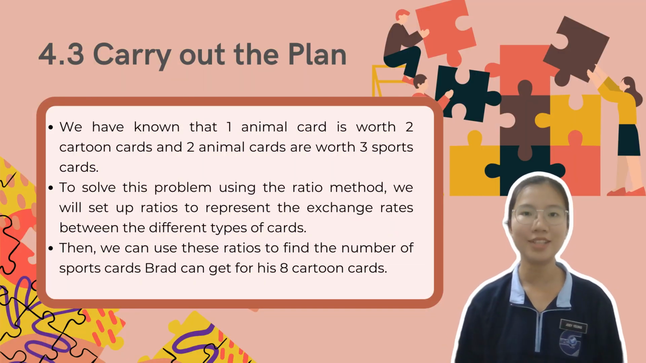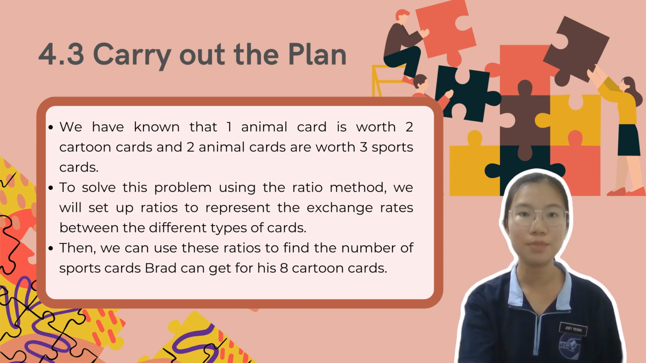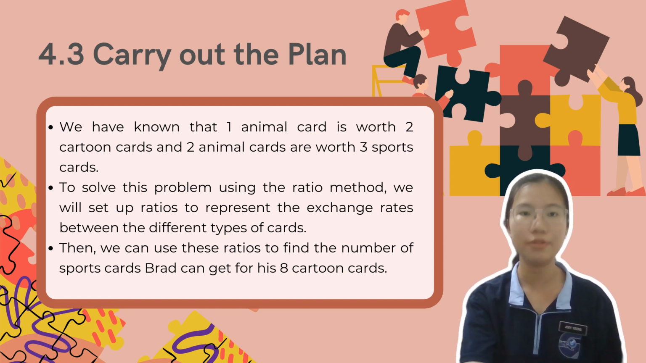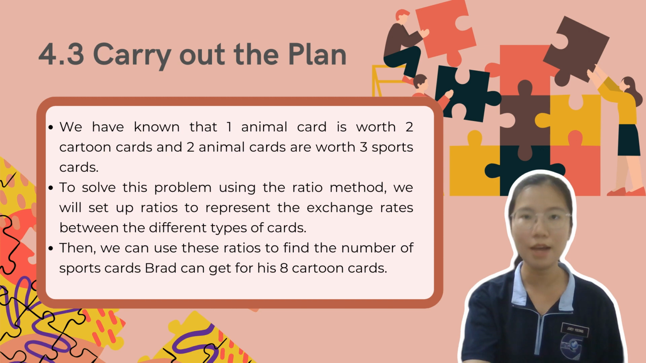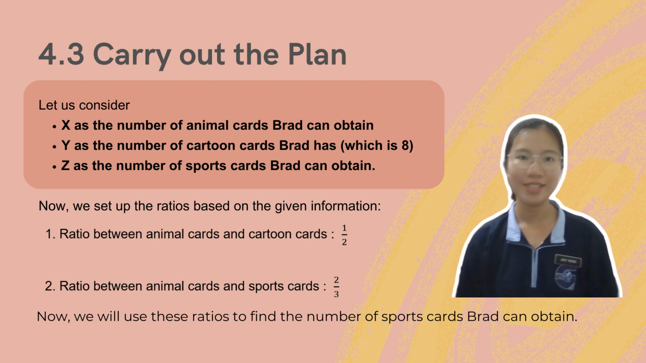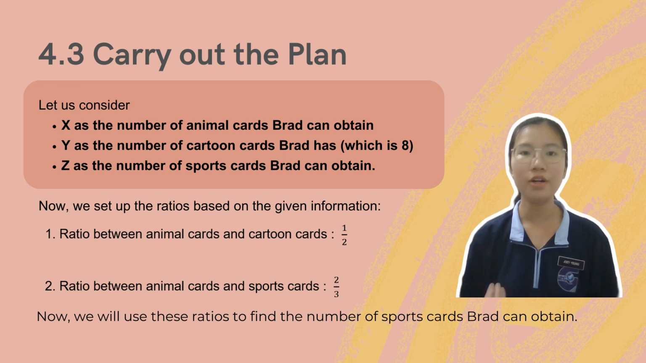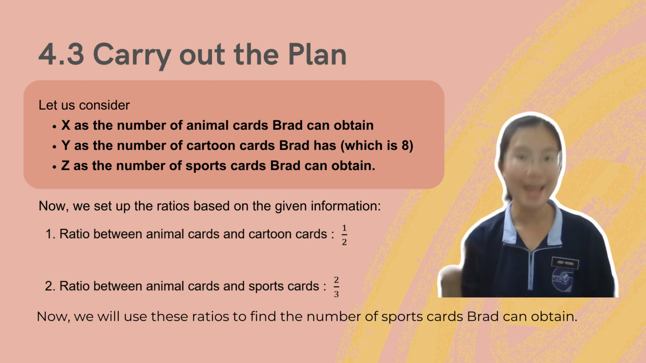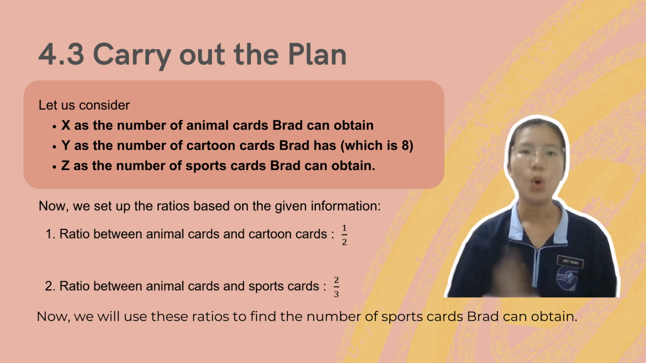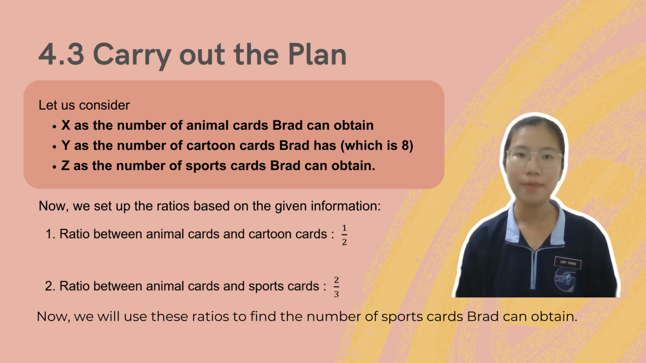Next, we carry out the plan. We know that one animal card is worth 2 garden cards and 2 animal cards are worth 3 sport cards. To solve this problem using the ratio method, we will set our ratios to represent the exchange rates between the different types of cards. Then, we can use these ratios to find the number of sport cards Brett can get for his 8 garden cards. Okay, let us consider: S is the number of animal cards Brett can obtain, Y is the number of garden cards Brett has, which is 8, and Z is the number of sport cards Brett can obtain.